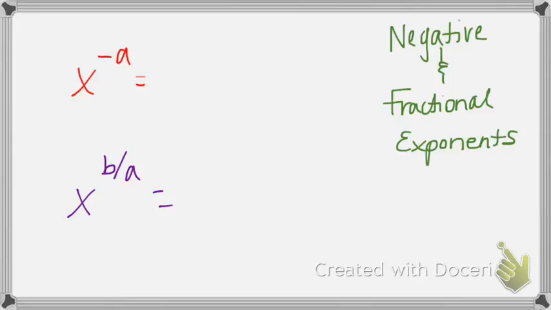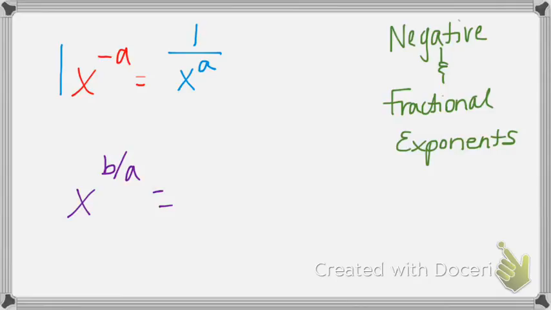If you have something raised to a negative power, that is the same as bringing that to the bottom, x to the a, without the negative power. The 1 is coming from the understood 1 that's in front right there. If there was another number, that number would go on top. So that's if you have a negative power.